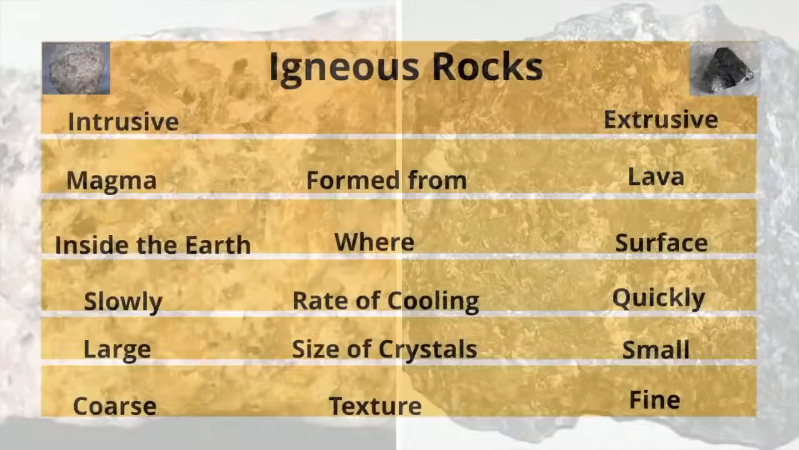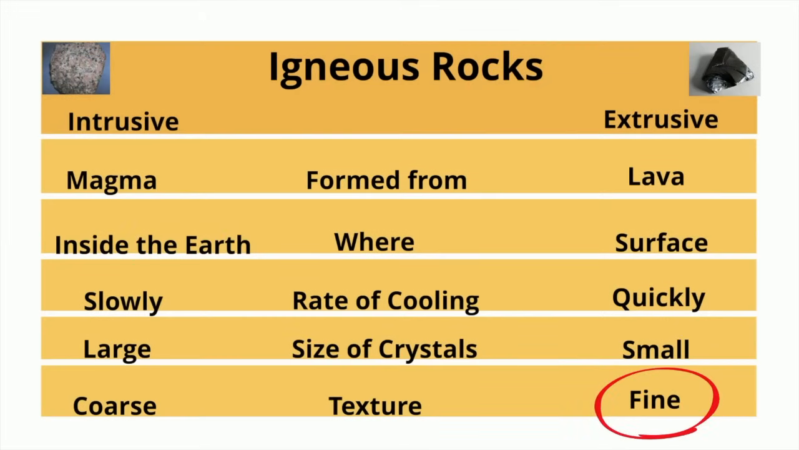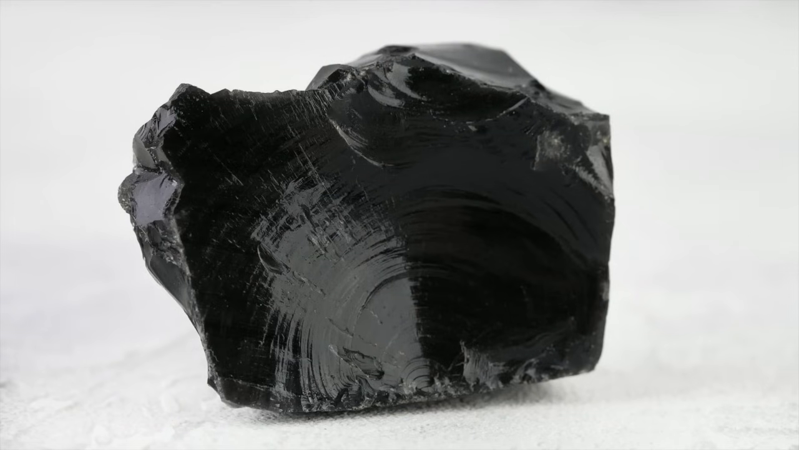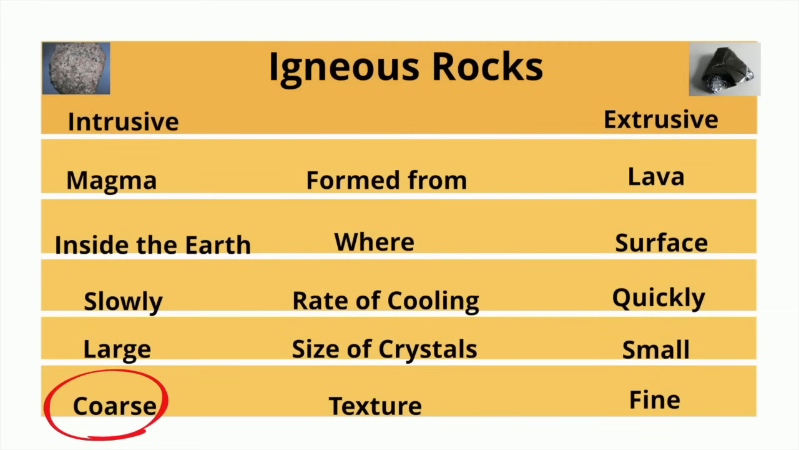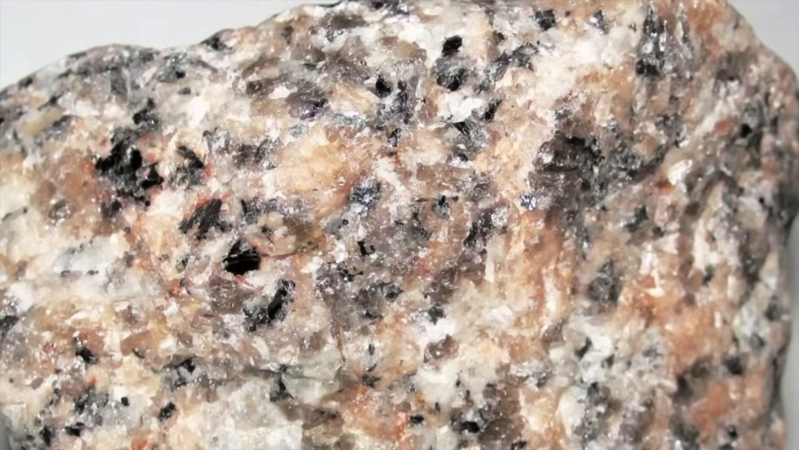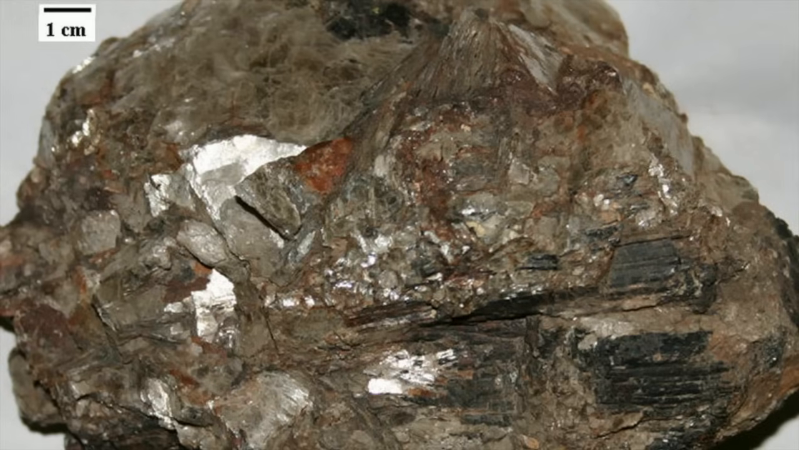Extrusive rocks have a fine texture. The texture is related to the size of the crystals. Small crystals or no crystals at all are described as fine. Some extrusive rocks like obsidian may even be smooth or glass-like. Intrusive rocks have a coarse texture, which can be described by having larger crystals. Because intrusive rocks have larger crystals, their texture is described as coarse.